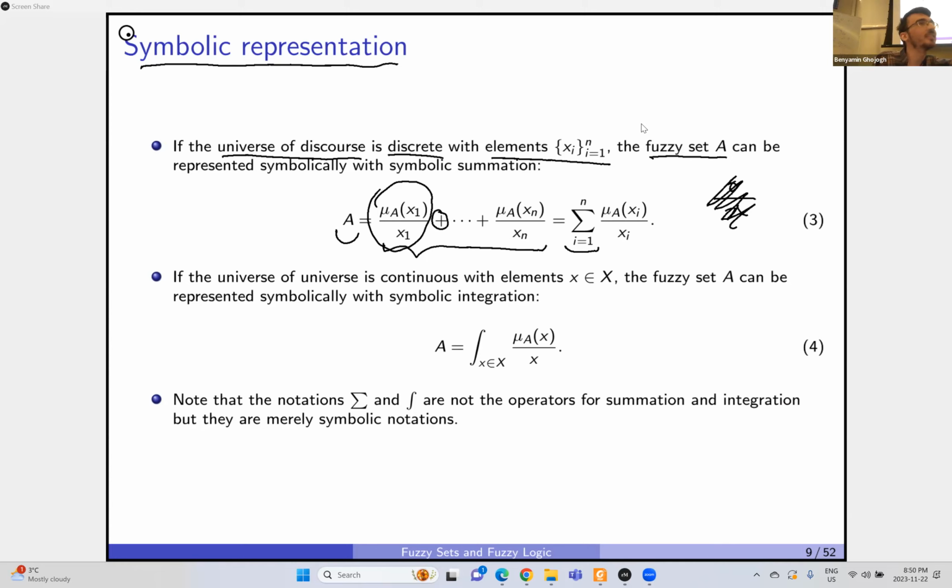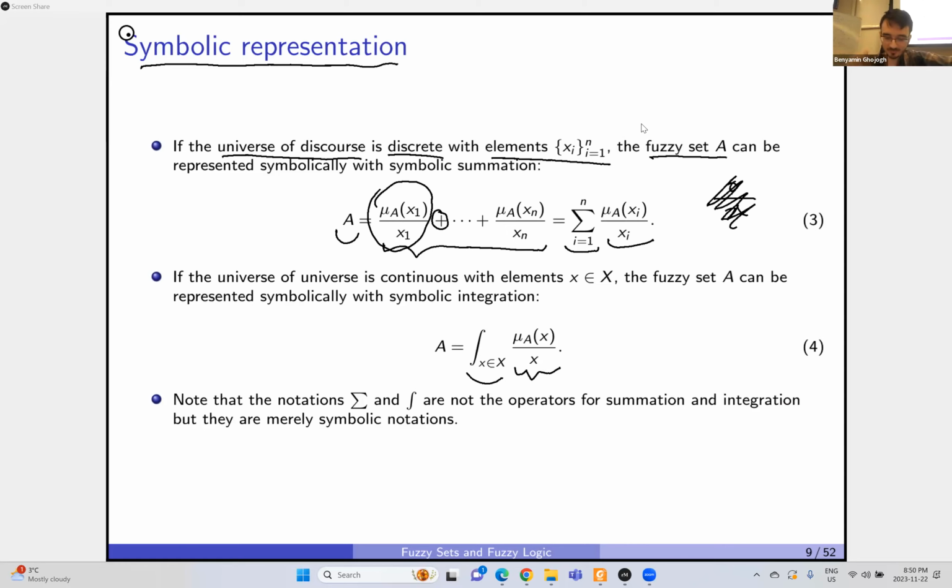Did you understand? They built some notation out of the existing notations in mathematics. So it's summation of fractions, but this is not fraction and this is not summation. It's just notation. Okay? What if the universe is continuous? We still have the fraction, but the summation is integral. But this is not an integral. This is just a notation. Yes.